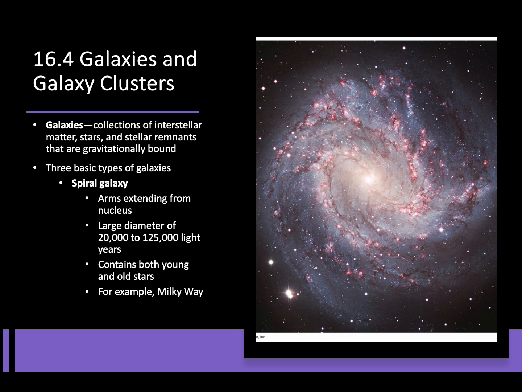For me, this looks a lot like a hurricane whenever we're watching out during hurricane season on the map. But these spiral galaxies are very large. They're generally up to about 125,000 light years across. And these spiral galaxies are going to contain both young and old stars.